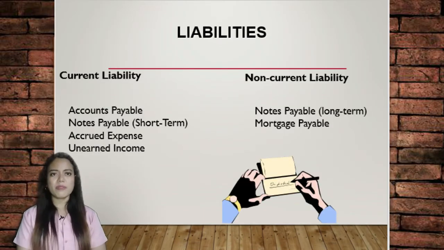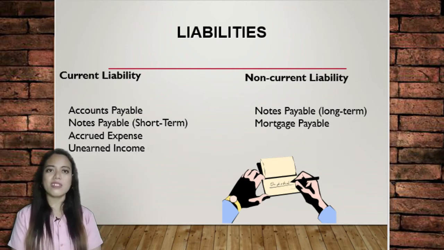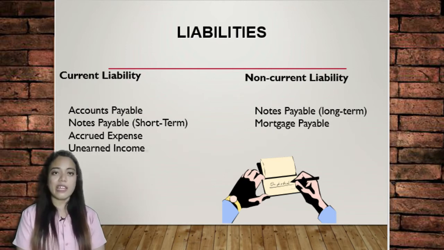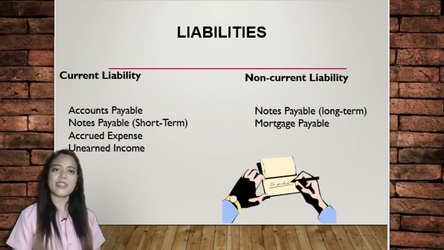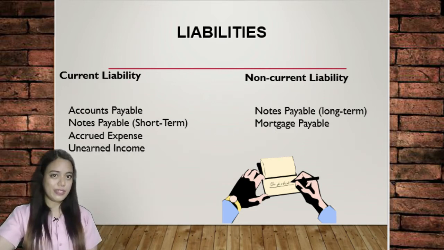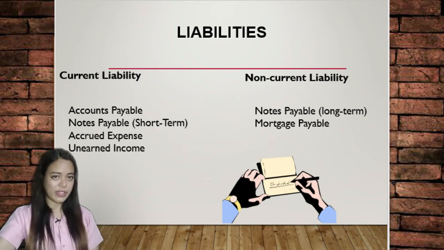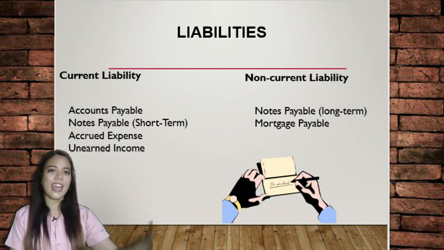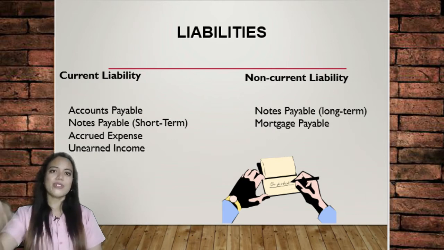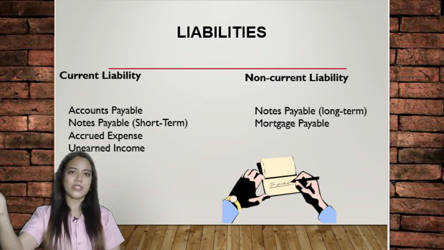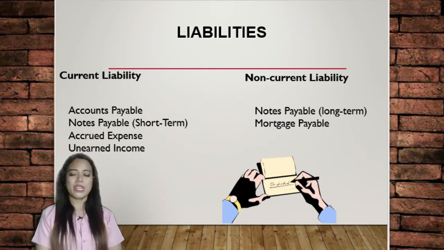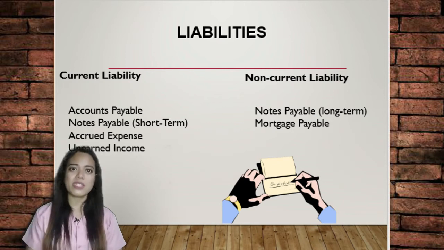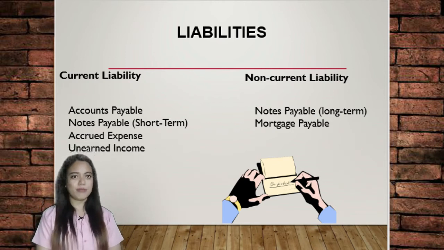Now, the same with the assets, the liability section is also divided into two. And what are these? These are the current liabilities and non-current liabilities. Under current liabilities, these are liabilities which are payable within 1 year or within the normal cycle of the business operation.